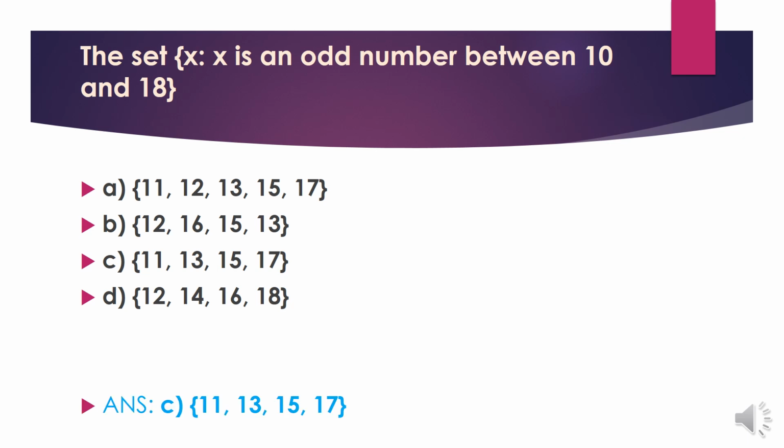The set X such that X is an odd number between 10 and 18. A, 11, 12, 13, 15, 17, B, 12, 16, 15, 13, C, 11, 13, 15, 17, D, 12, 14, 16, 18. Answer C, 11, 13, 15, 17.